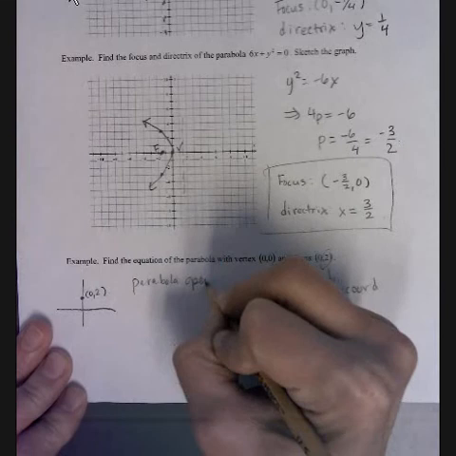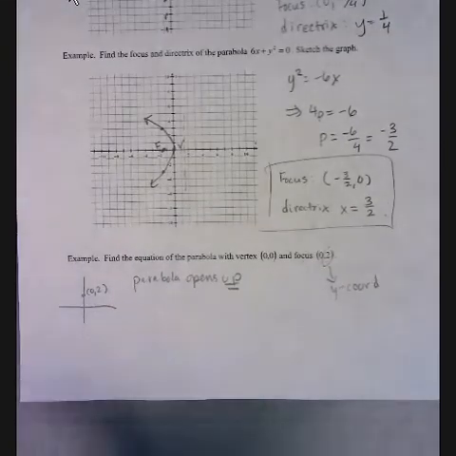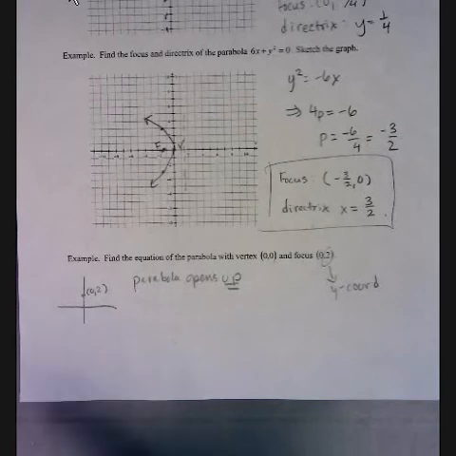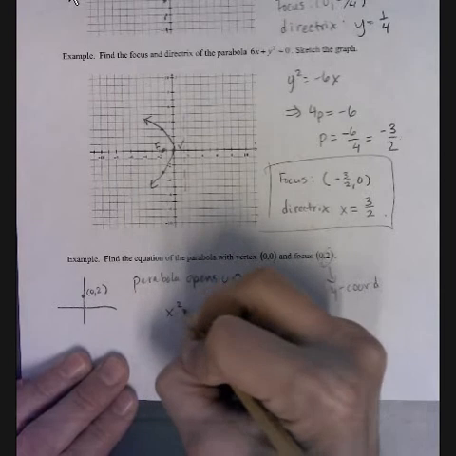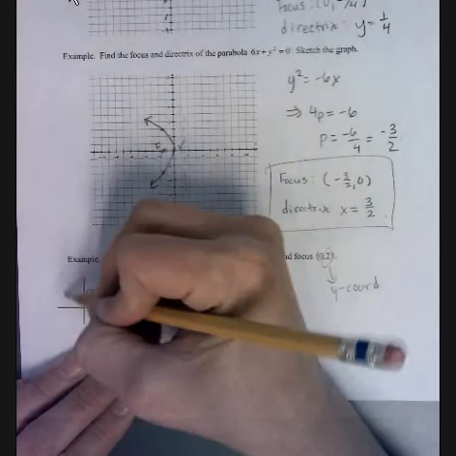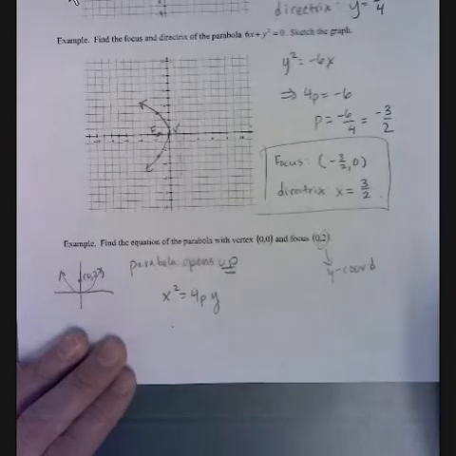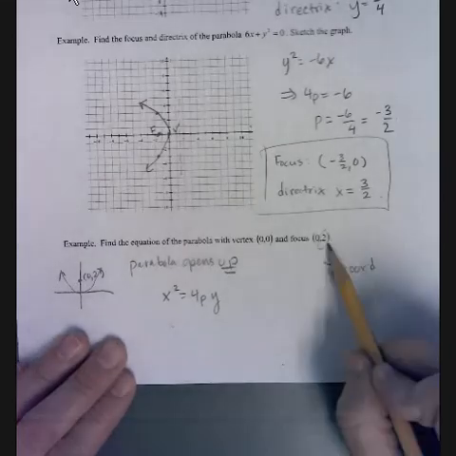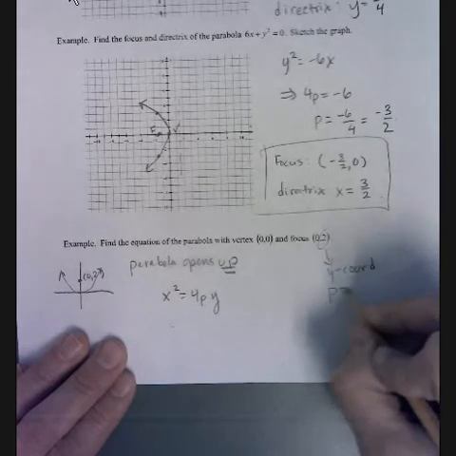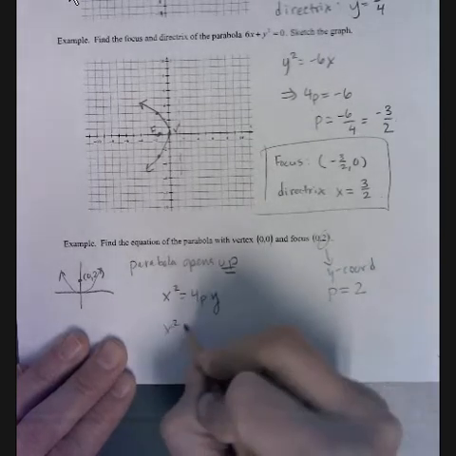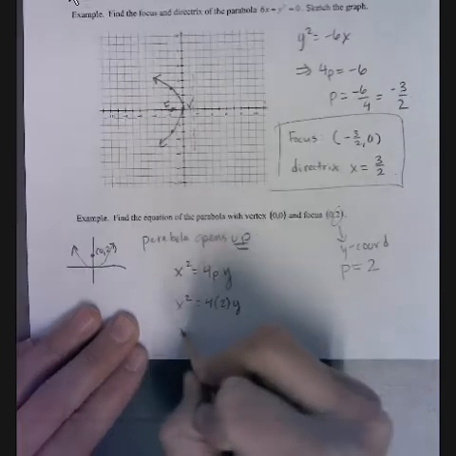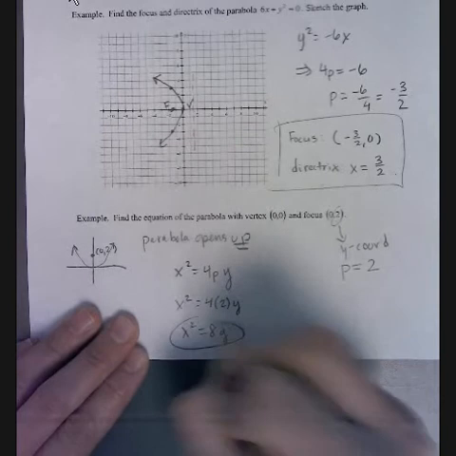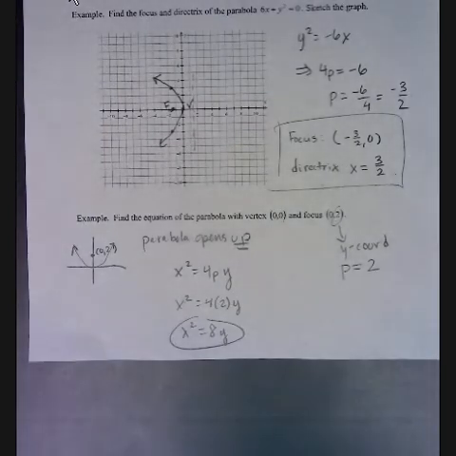And that's what you need to know to decide whether you need x squared equals 4py or y squared equals 4px. And so since it opens up, it's x squared equals 4py. And of course, this is p. P equals 2. So x squared equals 4 times 2 times y, or x squared equals 8y is the answer. Right, so these are really pretty simple when the parabola has a vertex at the origin.